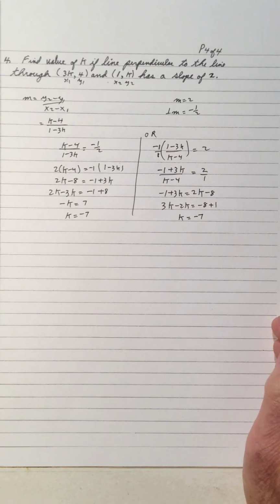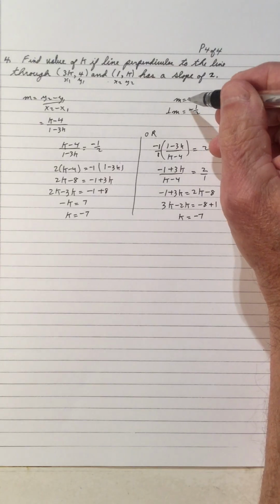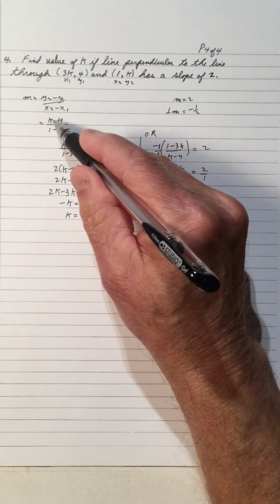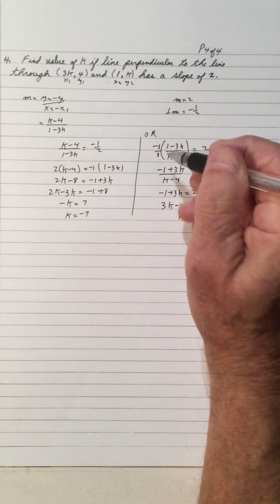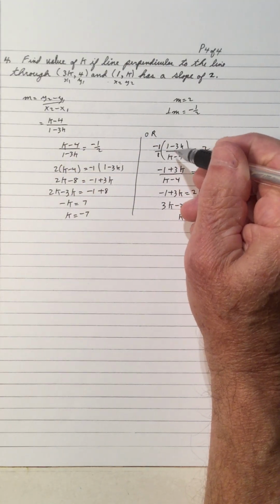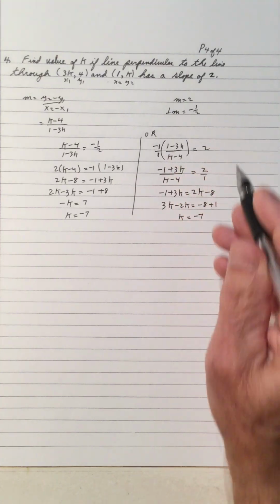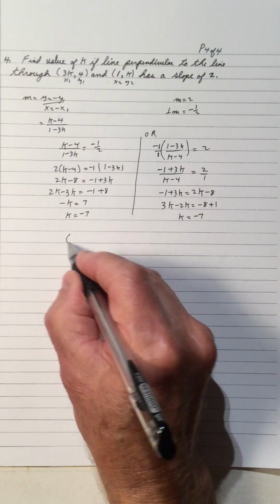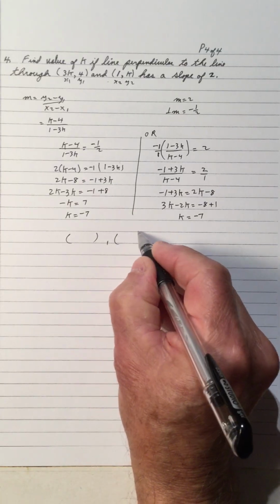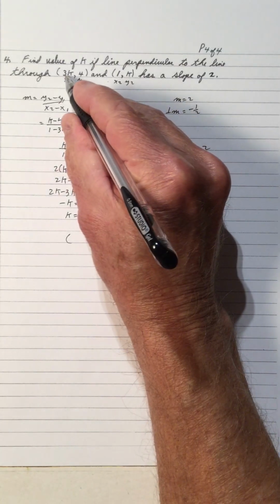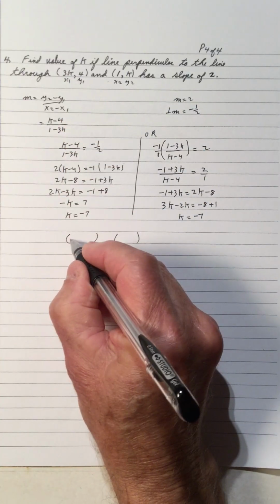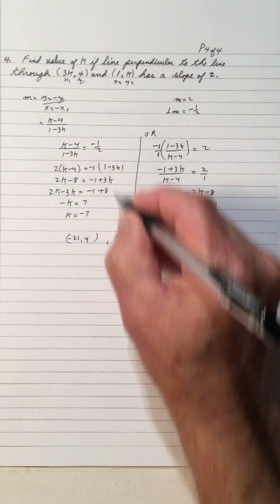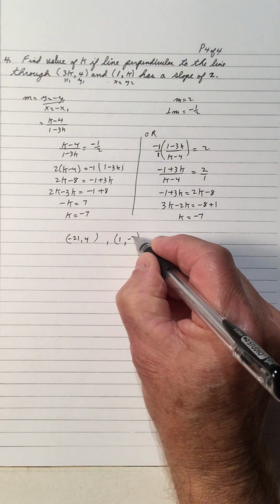So either way works, but this is the easier way. You get the negative reciprocal of 2 and let it equal this expression here. If you do it the other way, you've got to be careful with the math. It's a little bit trickier. But anyway, k is negative 7. So let's check to see if we're right. K is negative 7. 3 times negative 7 is negative 21, and a 4. We got a 1, and k is negative 7.